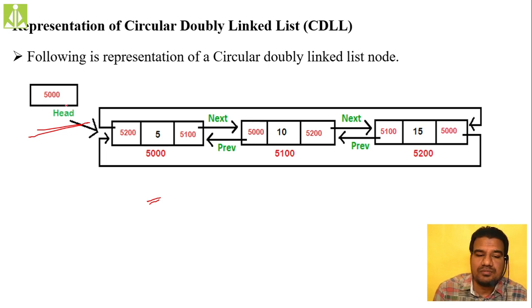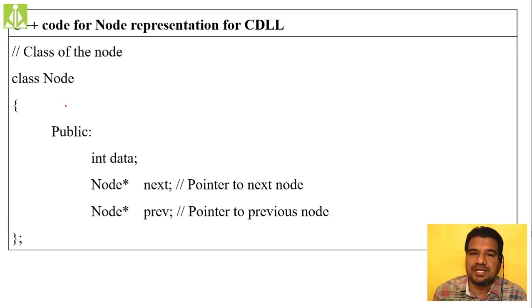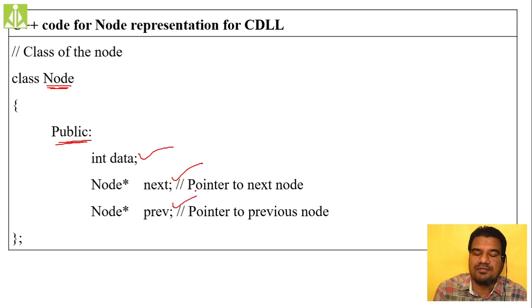Okay, so quickly let's see the node representation in C++ code for CDLL. In short, we call the circular doubly linked list CDLL. Remember this one. If you see the node here, we have all elements as public: data to store the data part, next pointer to store the next node address, and previous pointer to store the previous node address. Like this, we have a simple node class for the implementation of the circular doubly linked list.